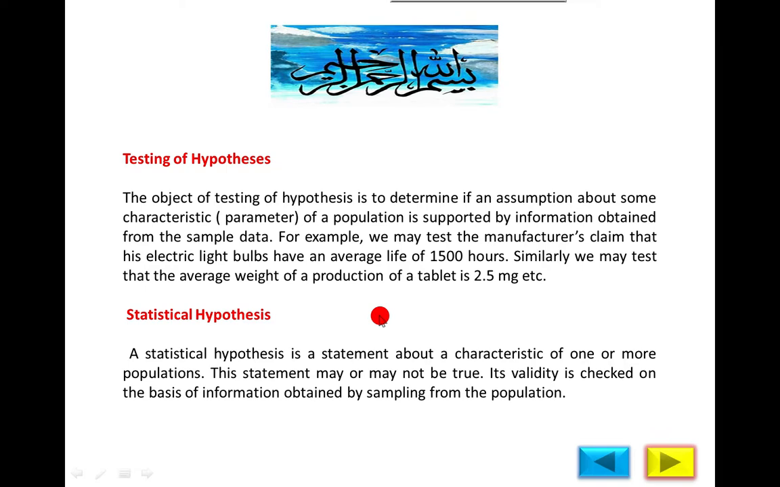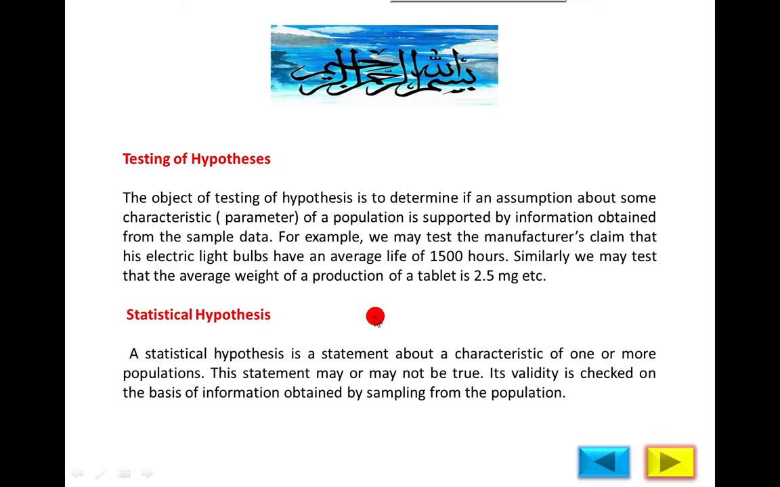So I will explain first the definition of the testing of hypothesis. What is the testing of hypothesis? What is the purpose of testing of hypothesis? And when do we use the testing of hypothesis?